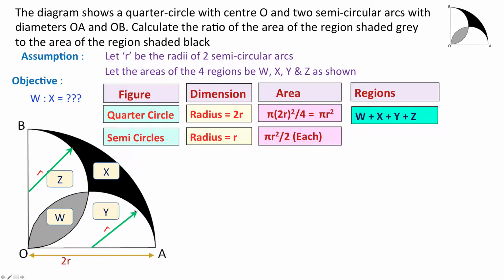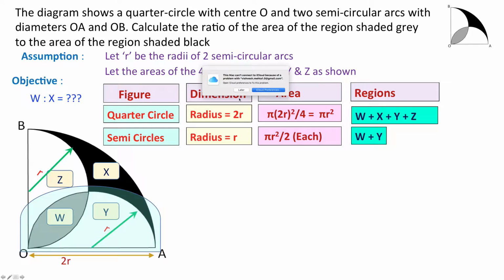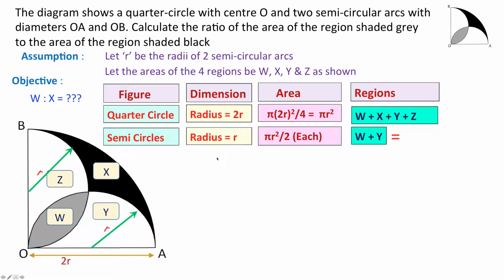And likewise, the semicircles. If you look at this lower semicircle, it is made up of two regions, W and Y. So its area will be W plus Y, which in turn will be equal to the area of the other semicircle. If you look at this semicircle, the vertical one, it is Z and W together. So it is equal to W plus Z together.